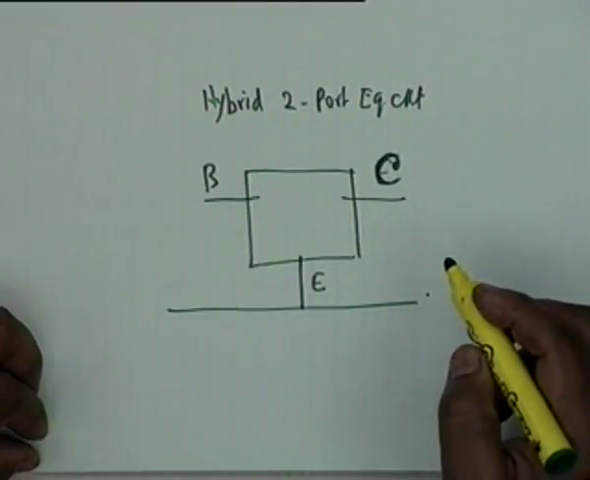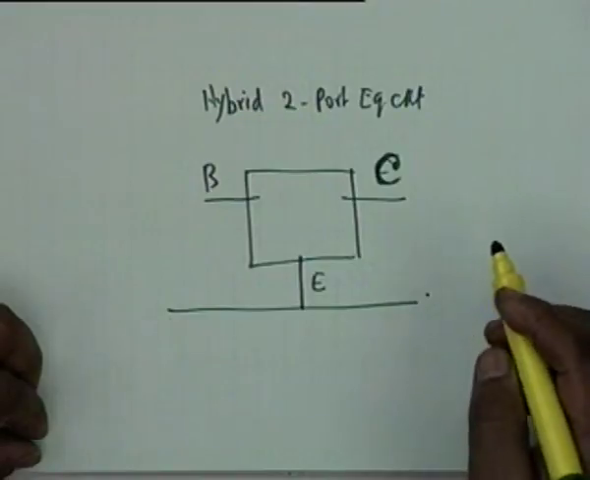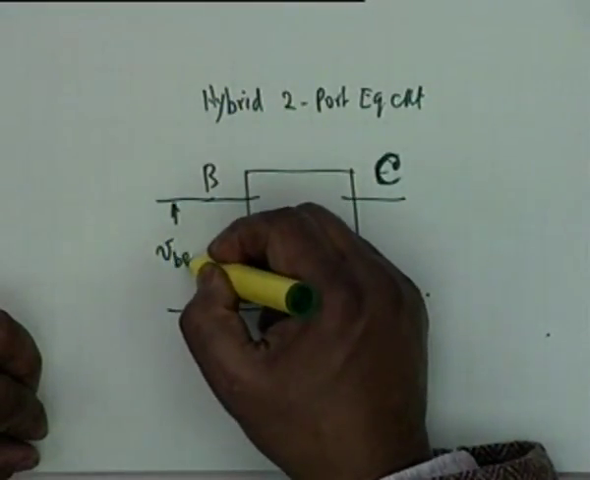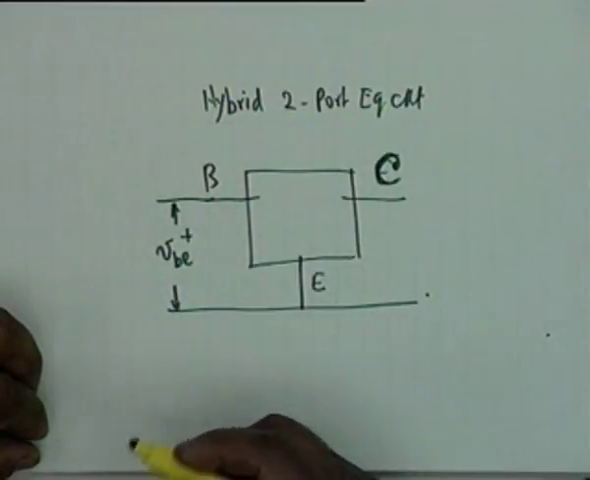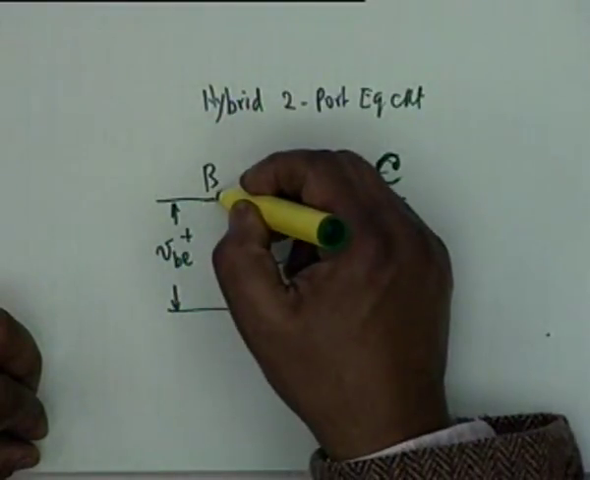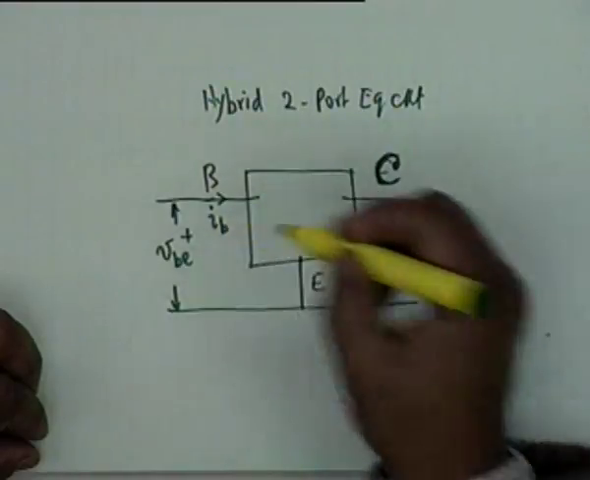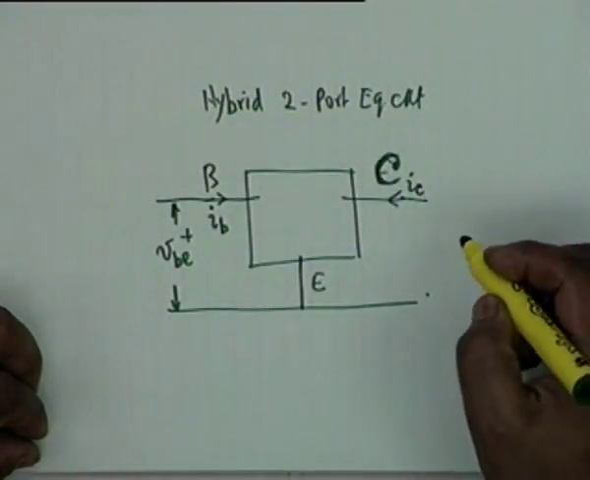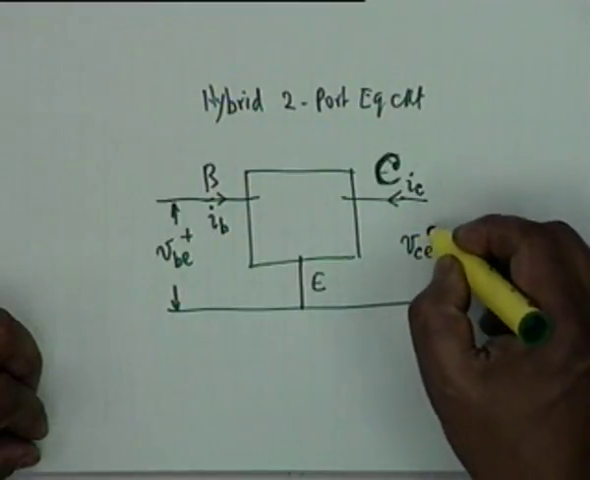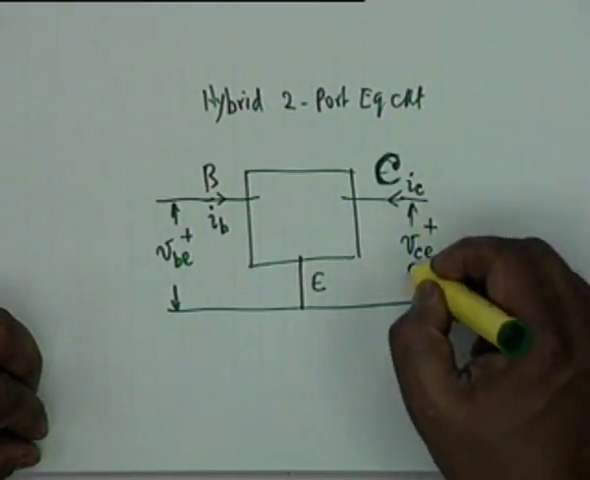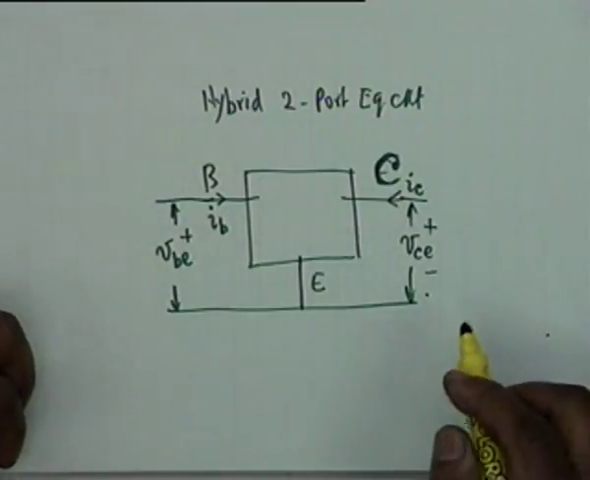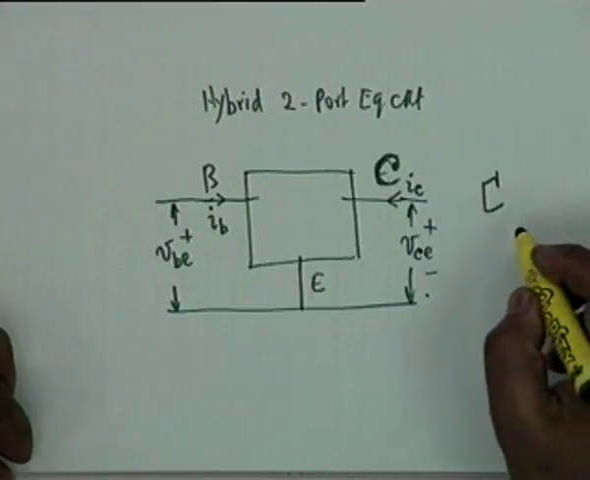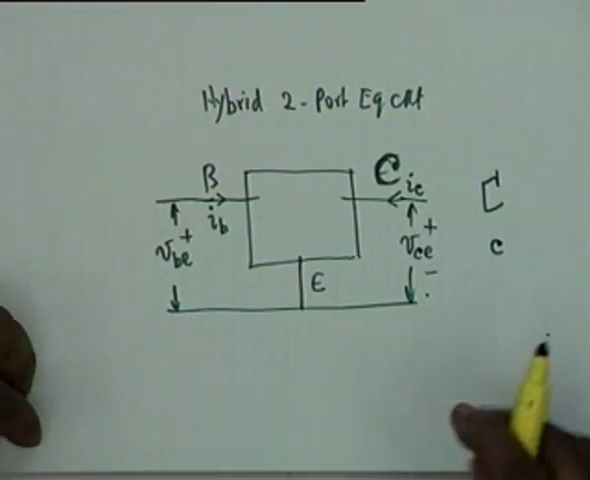And it says that if you consider the AC equivalent circuit, the voltage here is VBE between base and emitter, the current here is I sub B, the current here is I sub C, and the voltage here is VCE. Try to learn distinguishing between capital C and small c. Capital C I shall write like this, small c I will write like this.